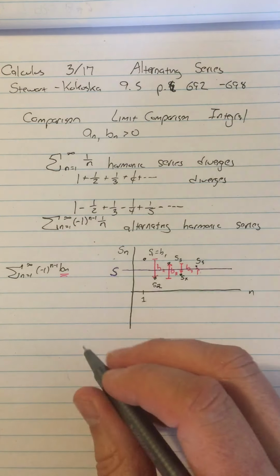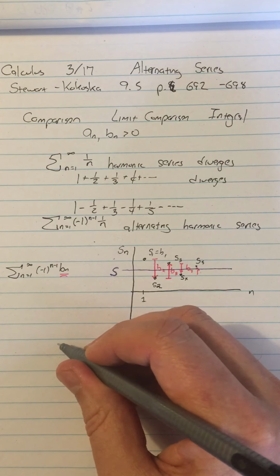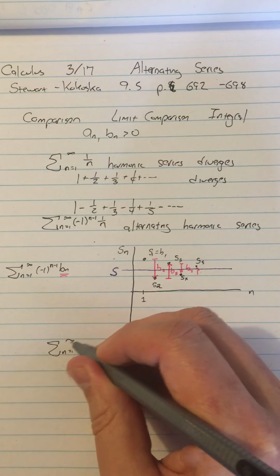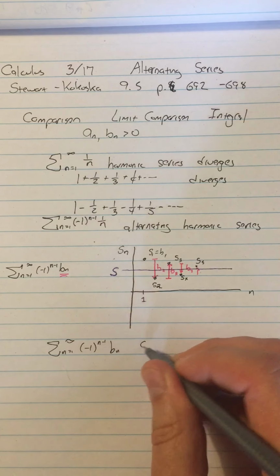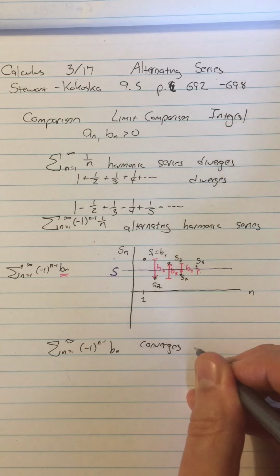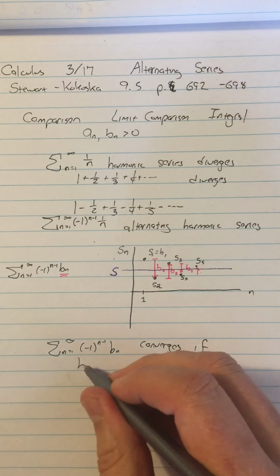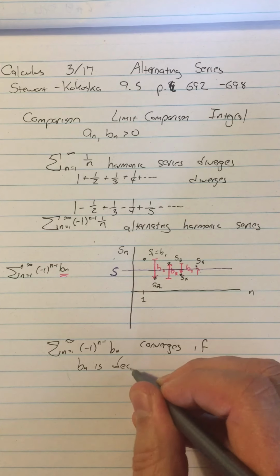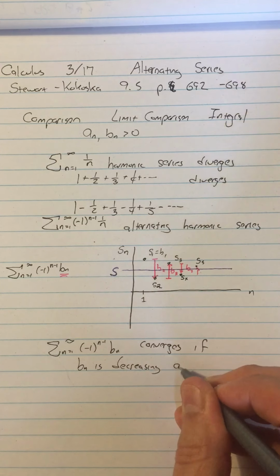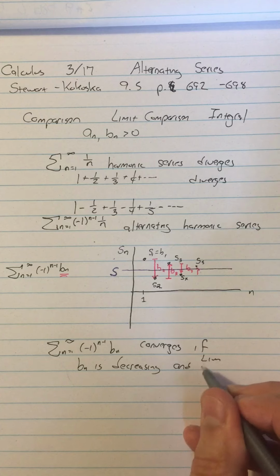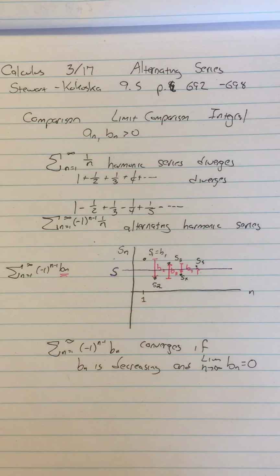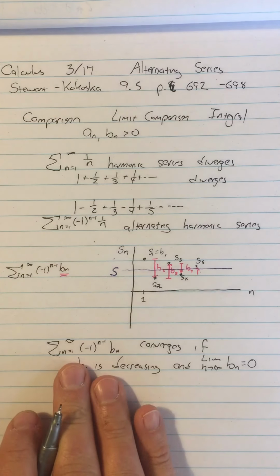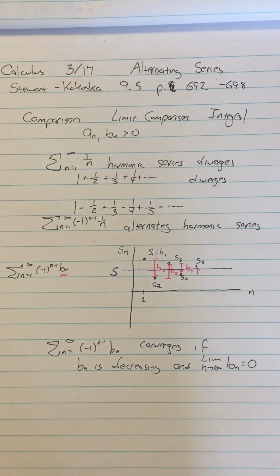So here's what we get. The sum from n equals 1 to infinity of negative 1 to the n minus 1 times b sub n converges if b sub n is decreasing and the limit as n approaches infinity of b sub n equals 0. So what you ultimately get here is that for alternating series that alternate positive and negative, you get essentially a stronger form of the nth term test.